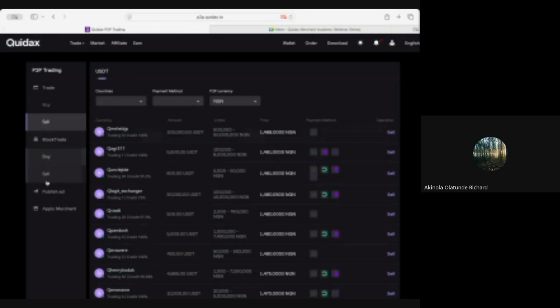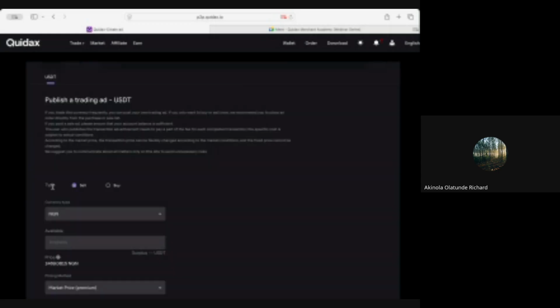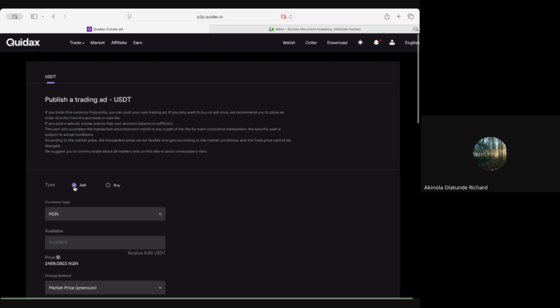Quickly, I would like to create an advert. It depends on what you want to do. If you have assets, maybe you are a vendor, and people sold clean coins to you, you can bring them here to the sell market. But if you want to buy, coming to the Quidax marketplace, you click here, buy. The currency is Naira, NGN.